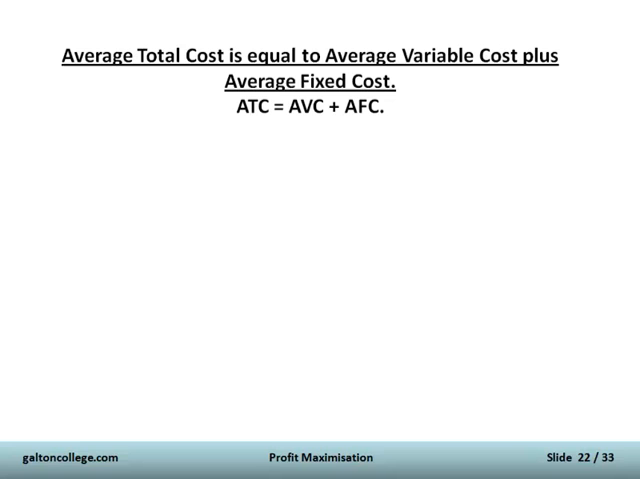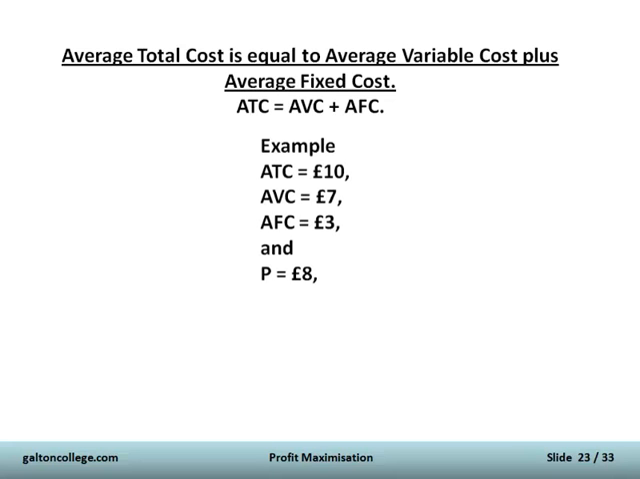So the average total cost is equal to the average variable cost plus the average fixed cost. Average total cost, ATC, is equal to average variable cost, AVC, plus average fixed cost, AFC. Now, if the average total cost is 10, the average variable cost is 7, the average fixed cost is equal to 3, and the price is 8.